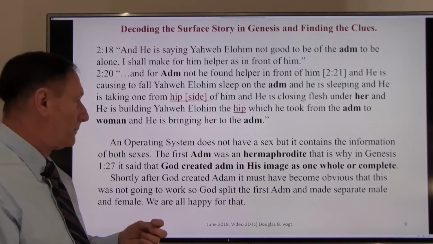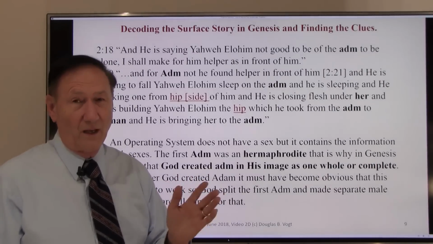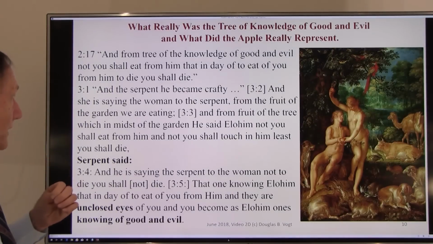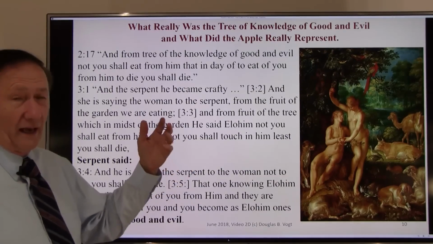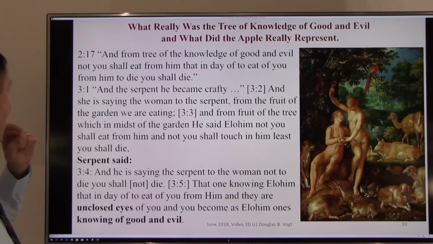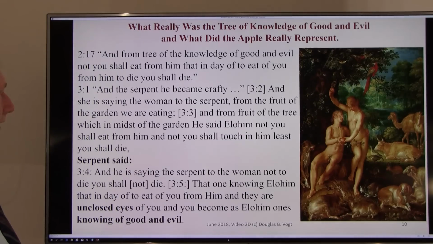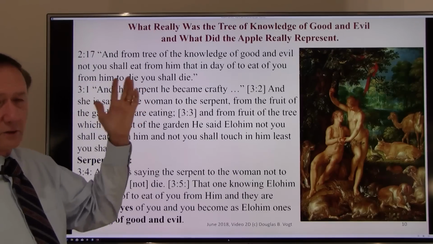Surely after God created man, it must have been obvious this ain't going to work. No way they're going to be able to reproduce and multiply on the earth. So he fixed it. So this is how he winds up fixing it. This is a painting from the late 1500s. This is gorgeous. This is when you had an artist that really was an artist. Anyway, Genesis 2:17. And from tree of knowledge of good and evil, not you shall eat from him, that in day of to eat of you from him to die you shall die. I know it's awkward. This is the literal translation.